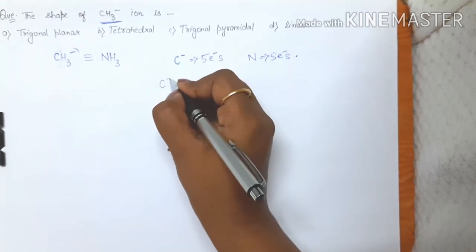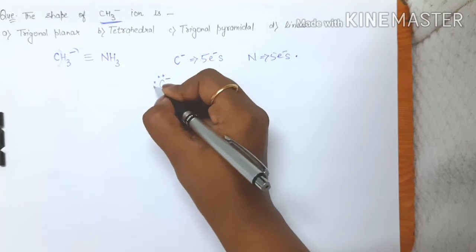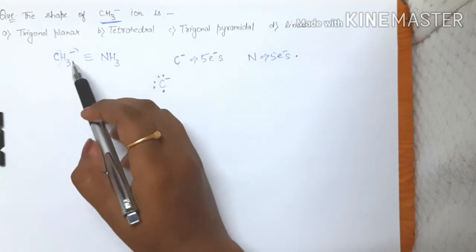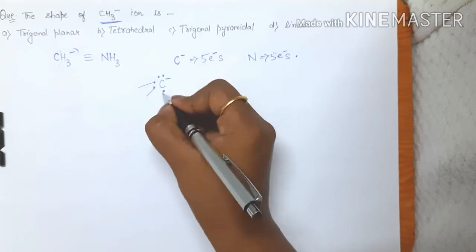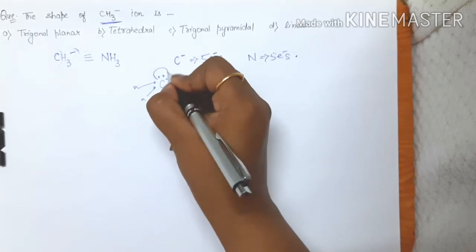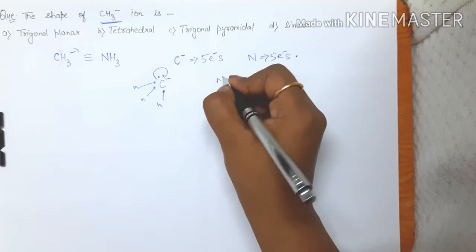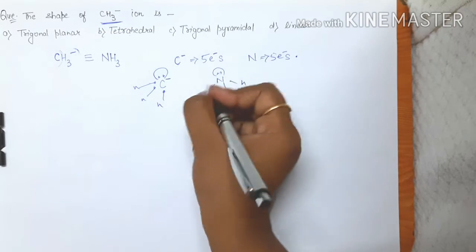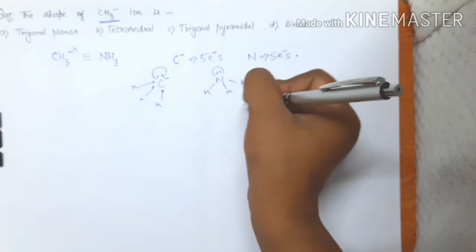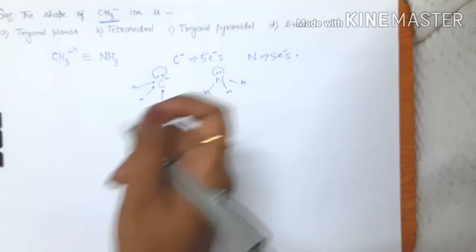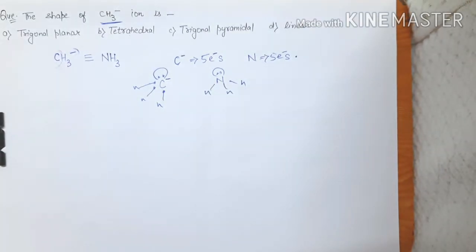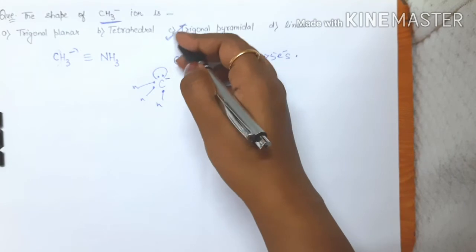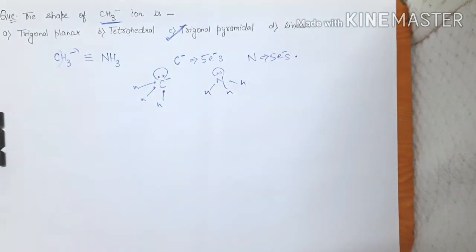C negative is having 5 electrons, so it will be having 5 electrons like this, and it is attached with 3 hydrogens, so 3 hydrogens will be attached like this. There will be 1 lone pair and 3 bond pairs, just like ammonia molecule. Because ammonia is having pyramidal shape, it is also going to have that kind of a shape, right? So it is having trigonal pyramidal shape. So the correct option is option C. Now we'll move on to the next question.